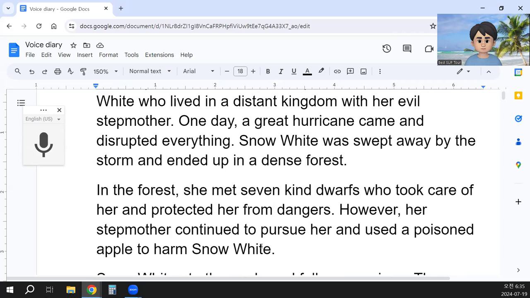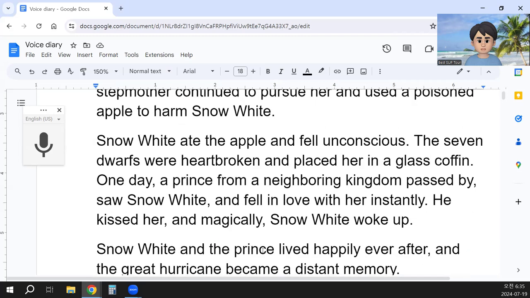However, her stepmother continued to pursue her and used a poison apple to harm Snow White. Snow White ate the apple and fell unconscious. The seven dwarfs were heartbroken and placed her in a glass coffin. One day, a prince from a neighboring kingdom passed by and saw Snow White. Very lovely, instantly he kissed her and magically Snow White woke up. Snow White and the prince lived happily ever after, and the great hurricane became a distant memory.